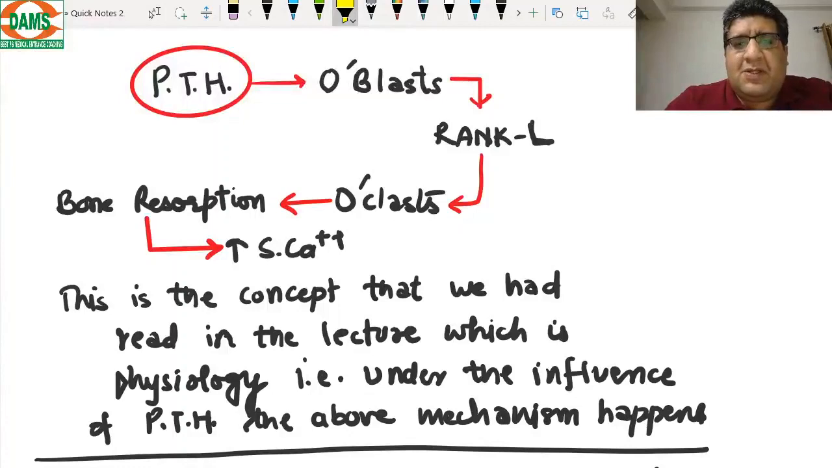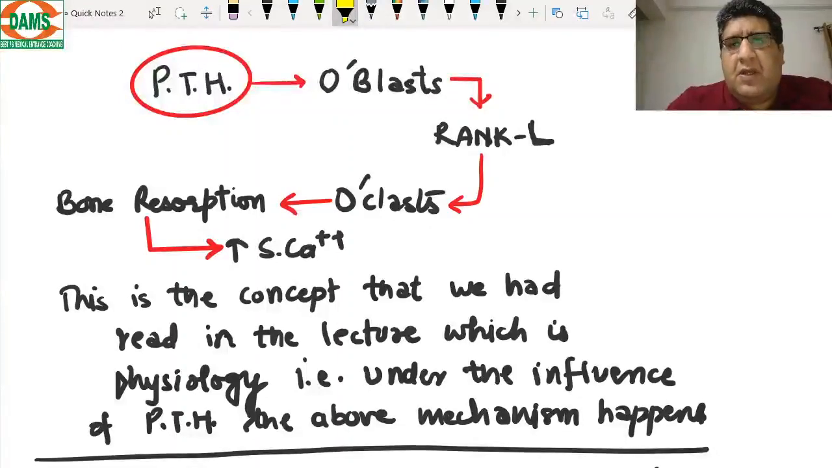Now guys, you have to understand that this is a concept that we had read in the lecture, which was there in physiology, but please try to understand this happens only when there is a role of parathormone. This is not what is happening in everyone's body. This happens when serum calcium is low. When parathormone comes into play, it has to increase the serum calcium level, and it leads to resorption of the bone, because of which the overall calcium level rises.